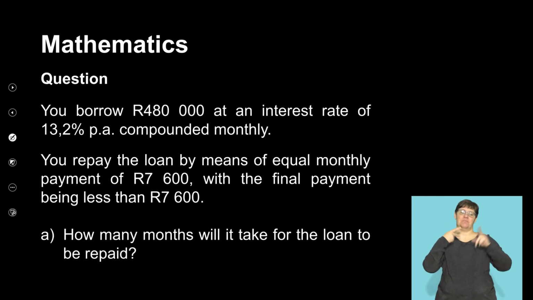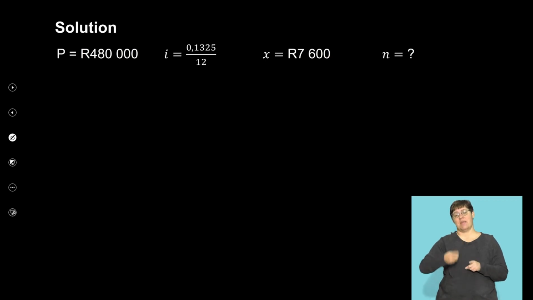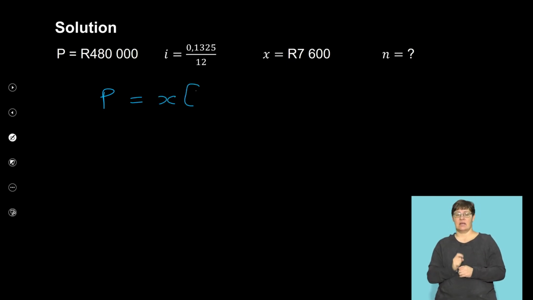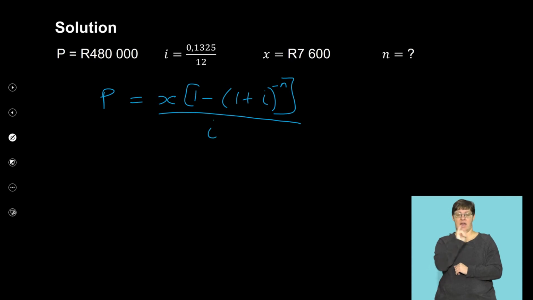Now, the first thing we will need to do is to calculate how many months it will take for the loan to be repaid. So we are calculating N, right? We're going to use the present value formula to do this. P is 480,000, I is the interest rate, and X will be the monthly payment. So I will say P is equal to X into 1 minus (1 plus I) to the exponent of negative N, all of this divided by I.